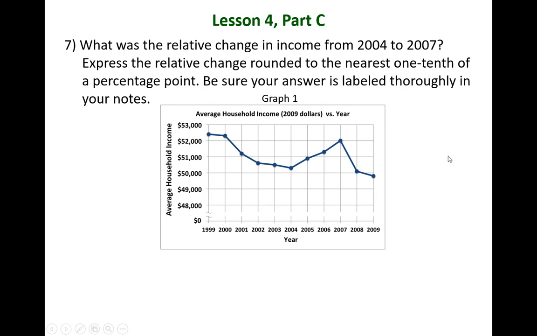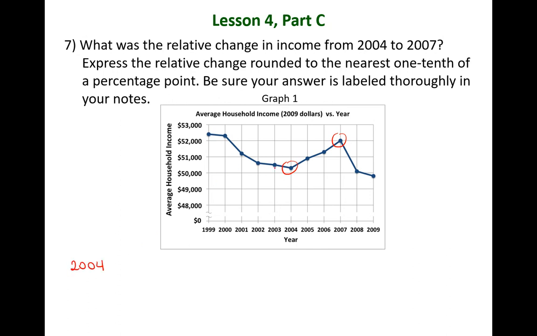Question 7. What was the relative change in income from 2004 to 2007? So there's 2004, there's 2007. Express the relative change rounded to the nearest 1/10 of a percentage point. Be sure your answer is labeled thoroughly in your notes. All right, so we're going to need to get the income amounts for each of those years.